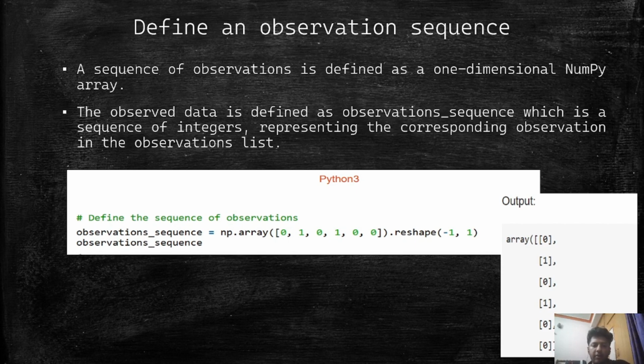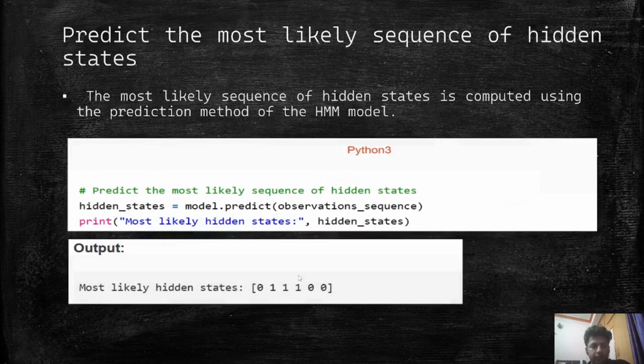So, defining an observation sequence. A sequence of observations is defined as a one-dimensional numpy array. That is, the observed data is defined as observation sequence, as mentioned over here in the code, which is a sequence of integers representing the corresponding observation in the observations list. So we are going to reshape this into this particular format, and we print it out.